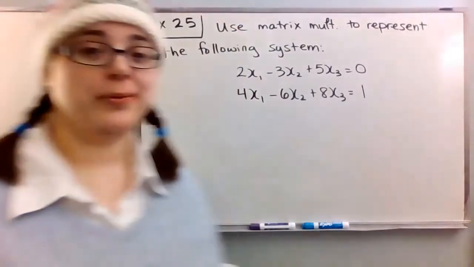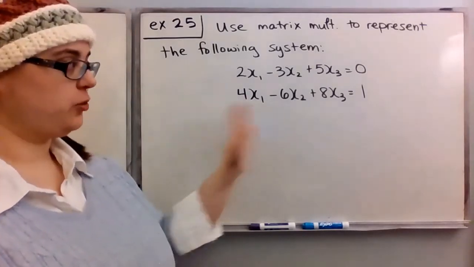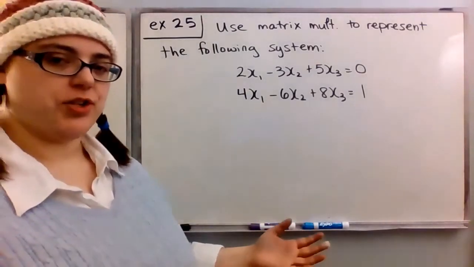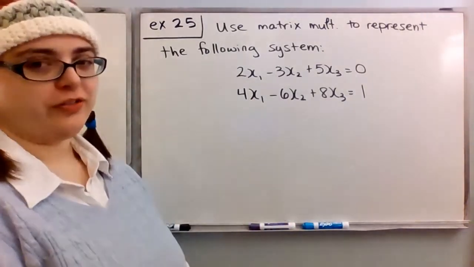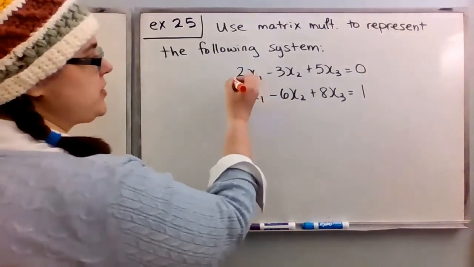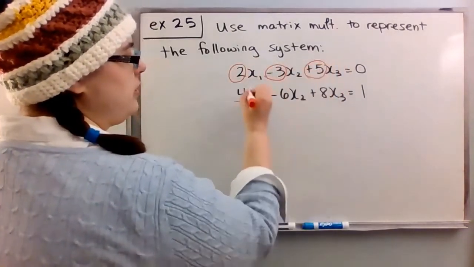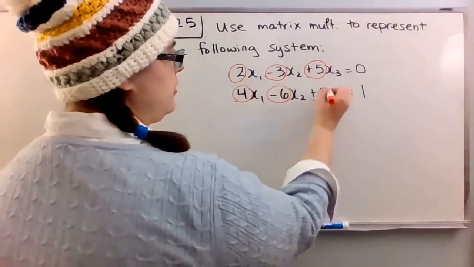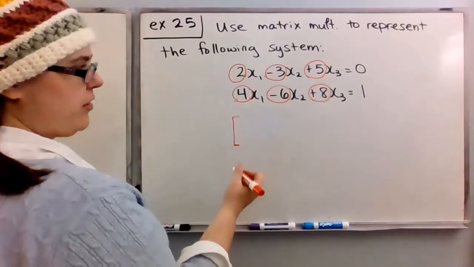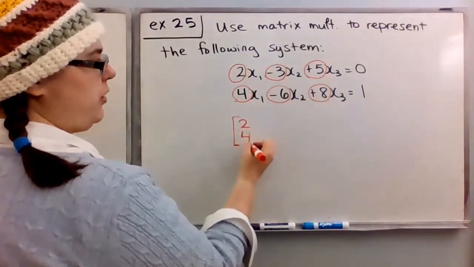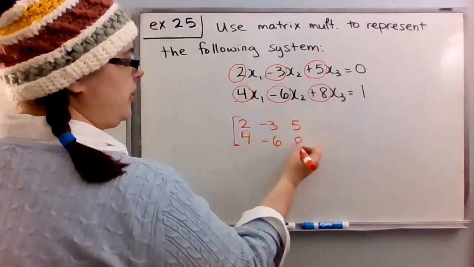Alrighty, for this example, we are going to represent this system of equations using matrix multiplication. So here's how we achieve that. First, we're going to find our coefficient matrix. So I'm just going to pull all of these coefficients here and form my matrix that way. So this is going to be a 2 by 3 matrix: 2, 4, -3, -6, 5, and 8.